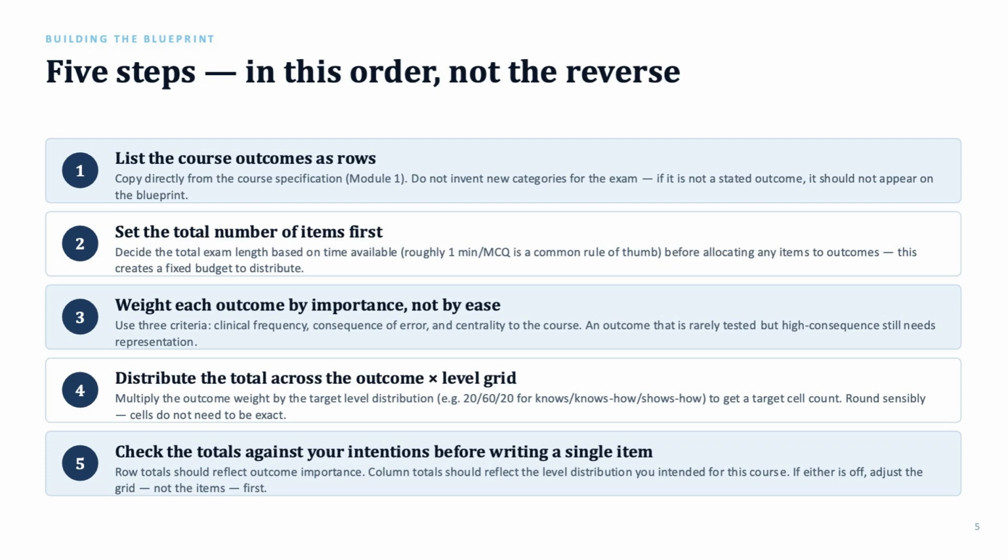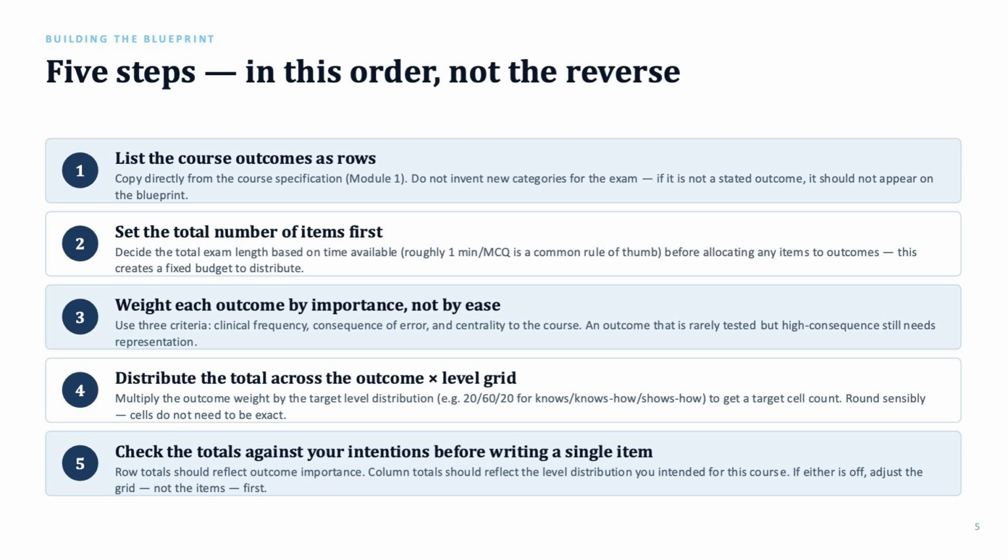Step 4 is to distribute the total across the outcome by level grid. Multiply the outcome weight by your target level distribution. For example, 20, 60, 20 for knows, knows how, and shows how. Round sensibly, as cells do not need to be exact.